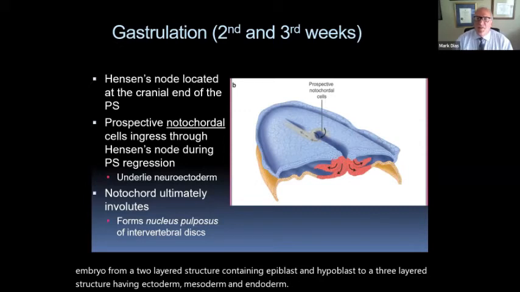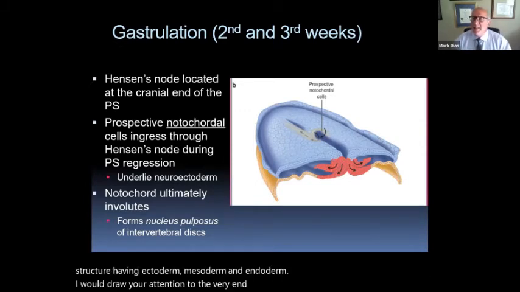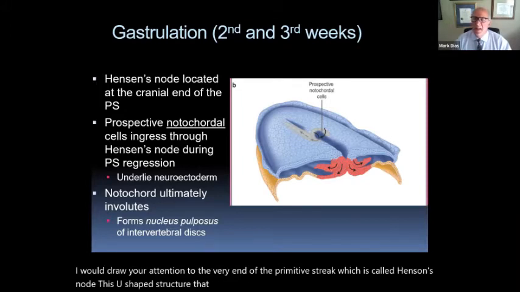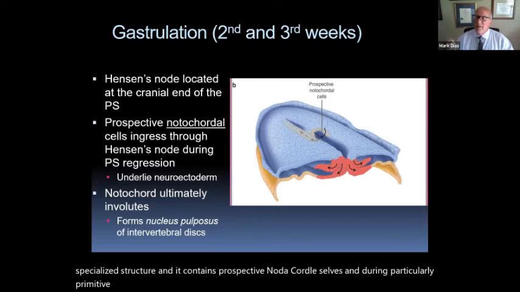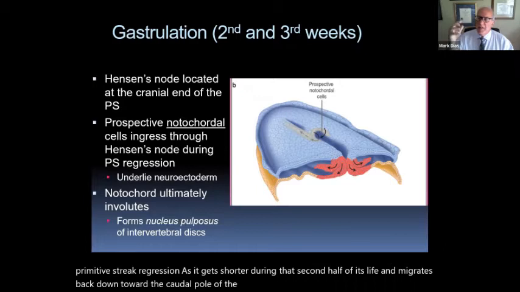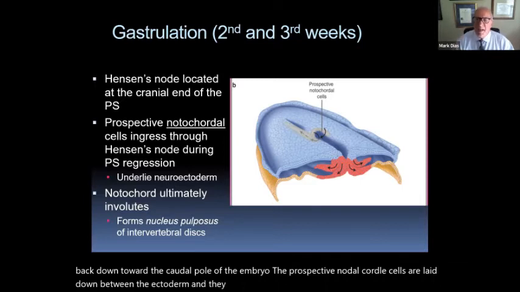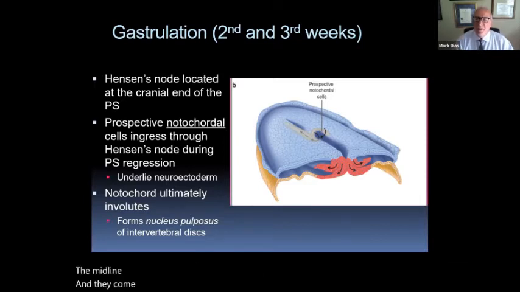I would draw your attention to the very end of the primitive streak, which is called Hensen's node, this U-shaped structure that caps the cranial end of the primitive streak. That's a specialized structure, and it contains prospective notochordal cells. And during primitive streak regression, as it gets shorter during that second half of its life and migrates back down toward the caudal pole of the embryo, the prospective notochordal cells are laid down between the ectoderm and the endoderm right in the midline. And they come to underlie the neuroepithelium, which is the remaining cells of the ectoderm.